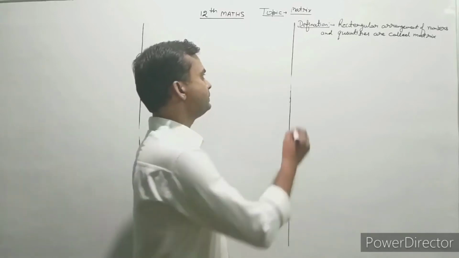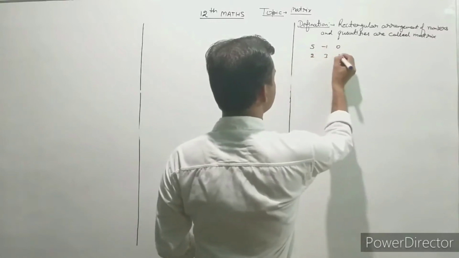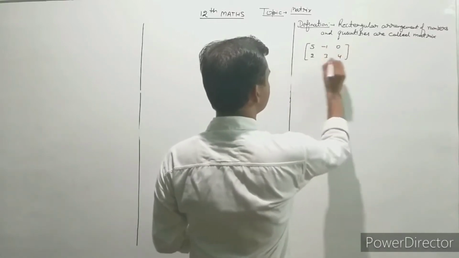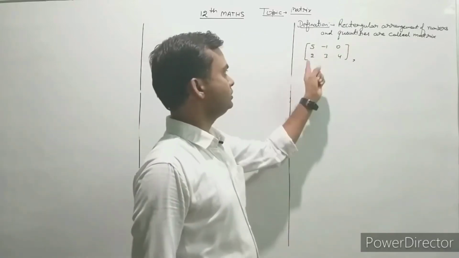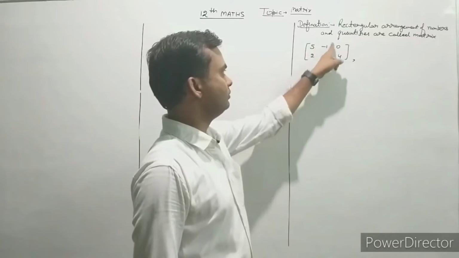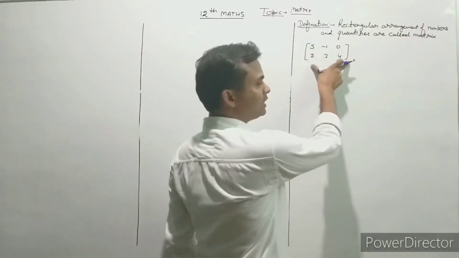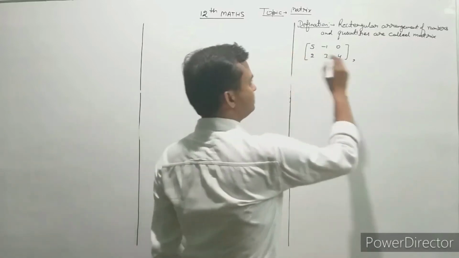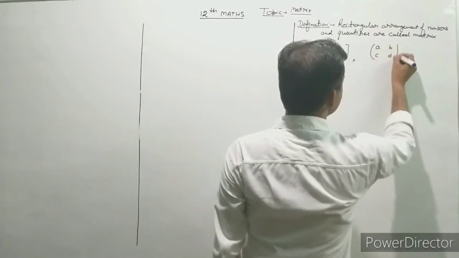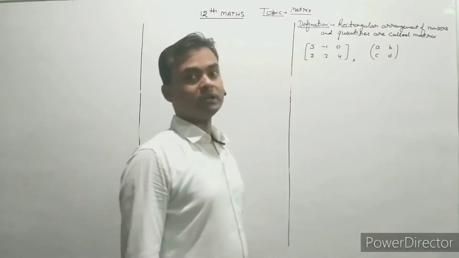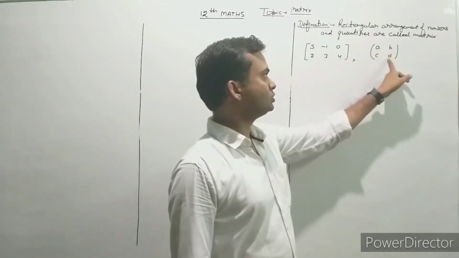Let's have a look. 5, -1, 0, 2, 3, 4. In this matrix, there are two rows, 1, 2, and there are three columns, 1, 2, and 3. And it is enclosed by a large bracket. It is a rectangular structure. And A, B, C, D is a square matrix, because in this matrix there are two rows and also the same two columns.